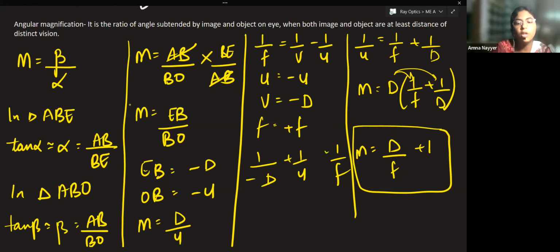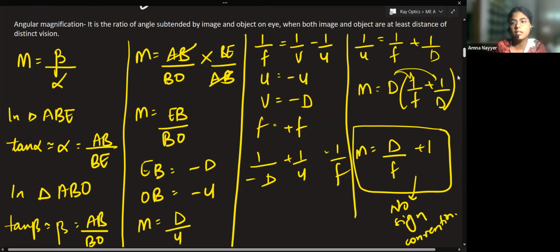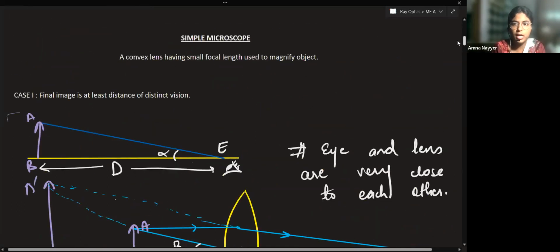This is the formula for angular magnification. Now tell me, is it clear or not? The final formula you have to remember is D by F plus 1. And one more thing, class, here you don't need to use any sign convention. In optical instruments, you are free to write whatever the magnitude is. No need to write the sign convention. Fine. Noted till here. Any queries you have in between, ask me.